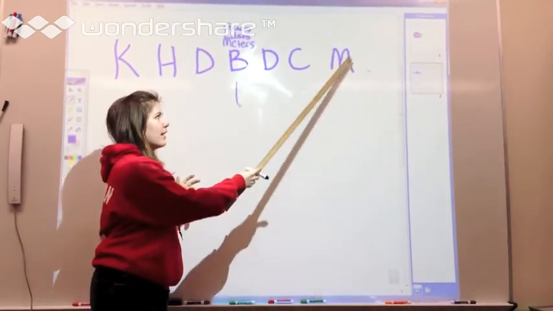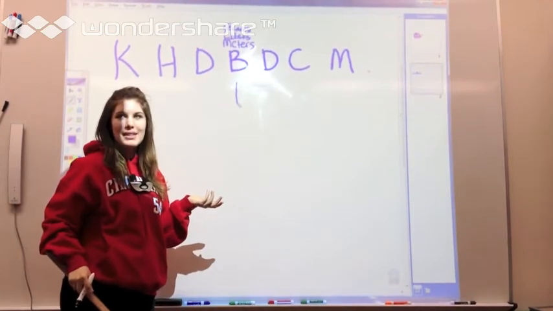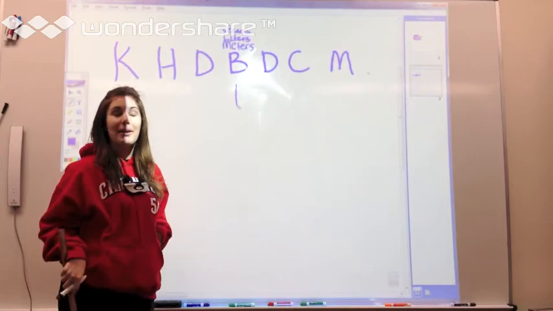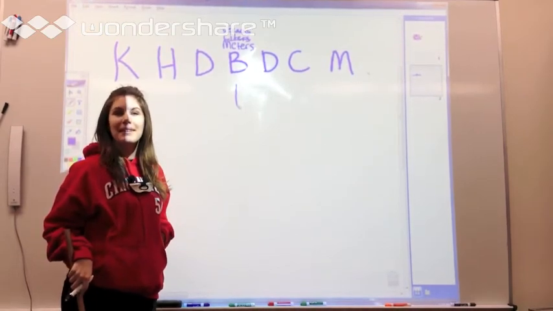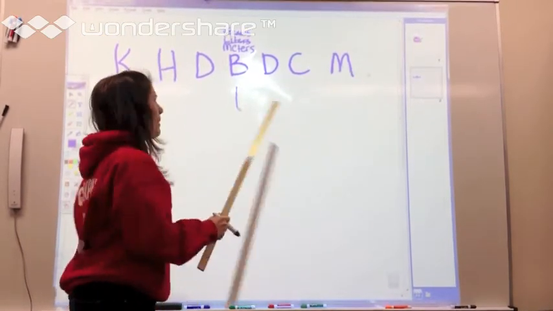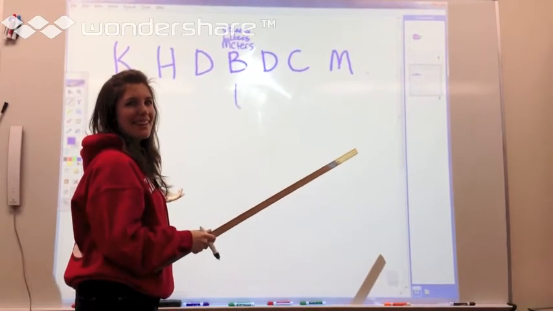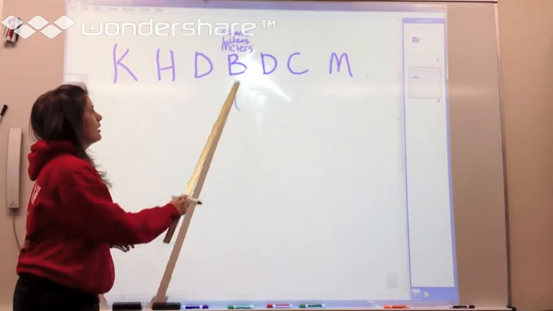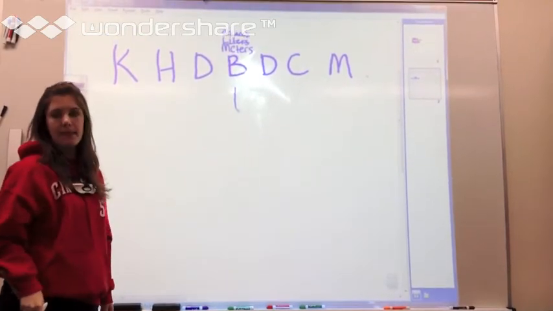Why are we not putting it over here on the M? Does anybody remember what that M stands for? Milli! So that's not meter. You can't put it over there. That doesn't work like that. So meter goes here, or 1 meter. All right?